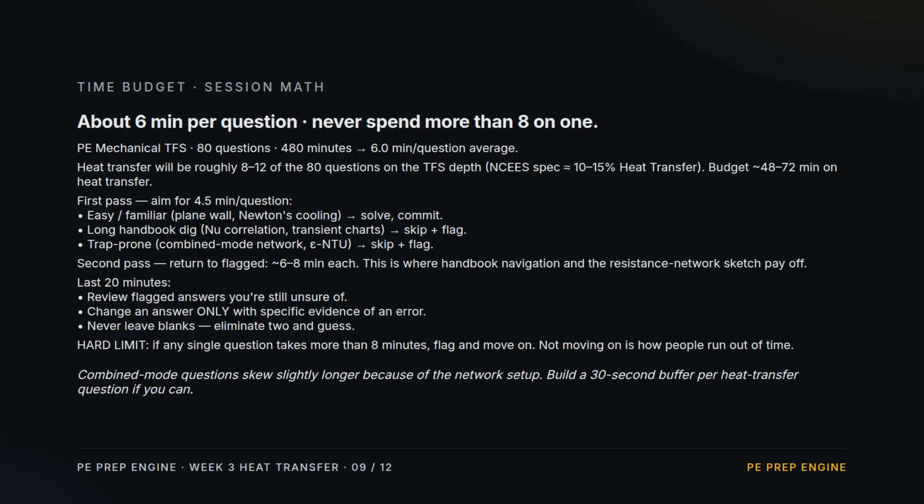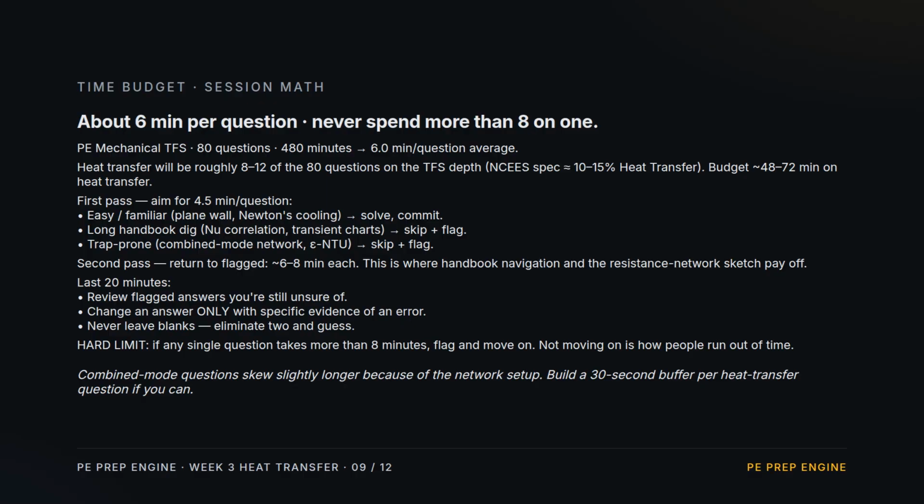Time budget. 80 questions over 480 minutes. 6 minutes each. Heat transfer is roughly 10 to 15% of the TFS exam, about 1 hour total. First pass at 4.5 minutes. Commit the easy ones, a plain wall or Newton's cooling. Skip and flag the long dig or trap-prone ones, a Nusselt lookup or a combined mode network. Second pass, flagged questions at 6 to 8 minutes each.